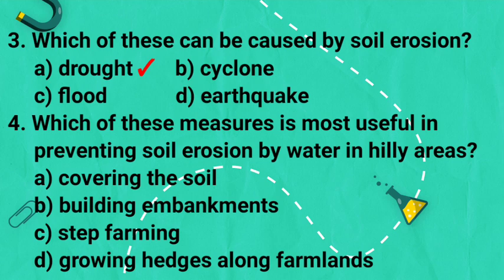4. Which of these measures is most useful in preventing soil erosion by water in hill areas? A. Covering the soil. B. Building embankments. C. Step farming. D. Growing hedges along farmlands. Answer is C. Step farming.